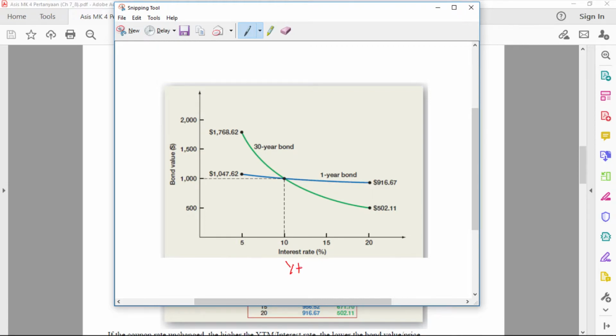I should write the YTM. This is the price of the bond. Alright, this is the price, and then this is the relationship. So if you see right here, the higher the interest rate, the lower the bond value. See right here, this is lower, right? The yield to maturity is 20, with the bond value of 500.